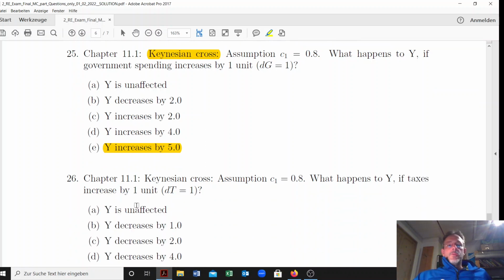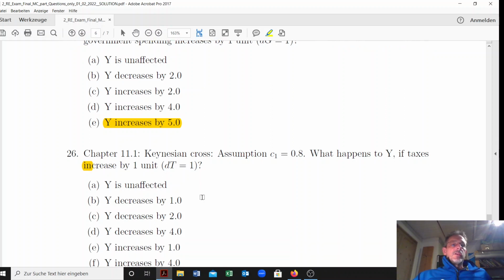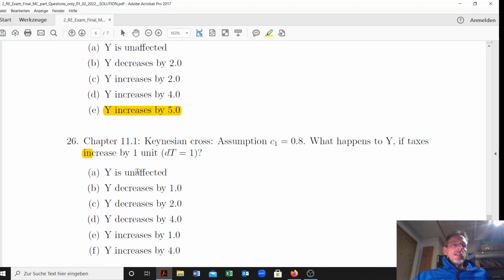The next one is related to the tax multiplier. The taxes increase, so GDP decreases. So we can directly cross out A, E, and F, because GDP decreases, it will be a negative shock. The multiplier is given by C1 over 1 minus C1. So it's 0.8 over 0.2. So the right answer is that GDP will decrease by 4 units.